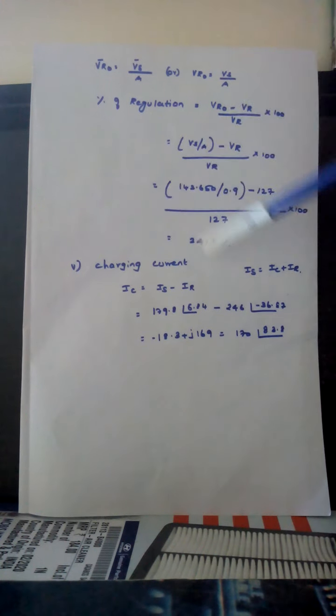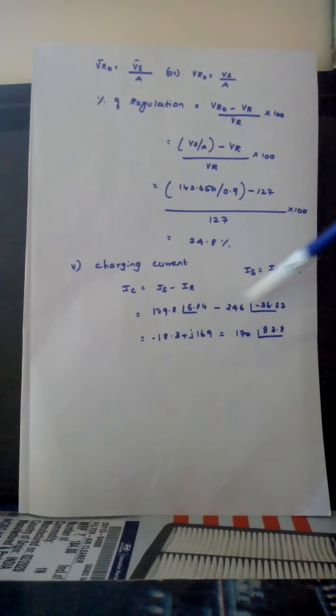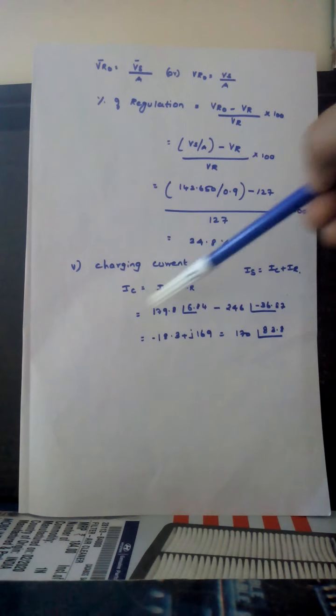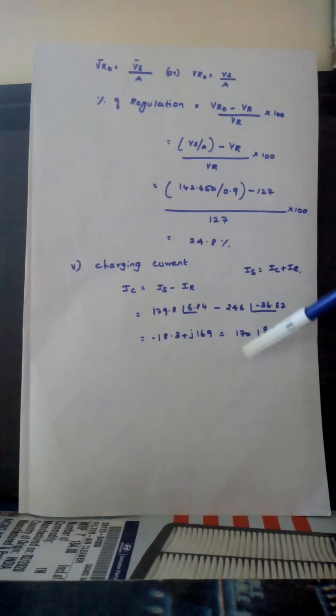Next one, they are asking to find out the charging current, that is IC. Already we know from the equivalent circuit IS will be equal to IC plus IR. So from this IC equal to IS minus IR, we know IS and IR. So we are getting the charging current as 170 at an angle 83.8.